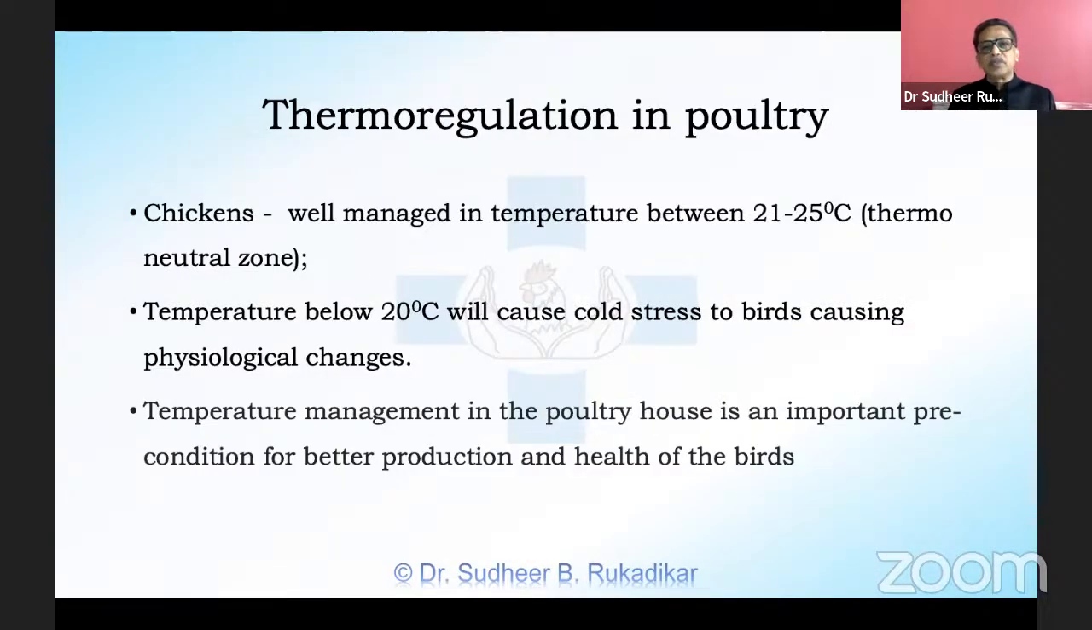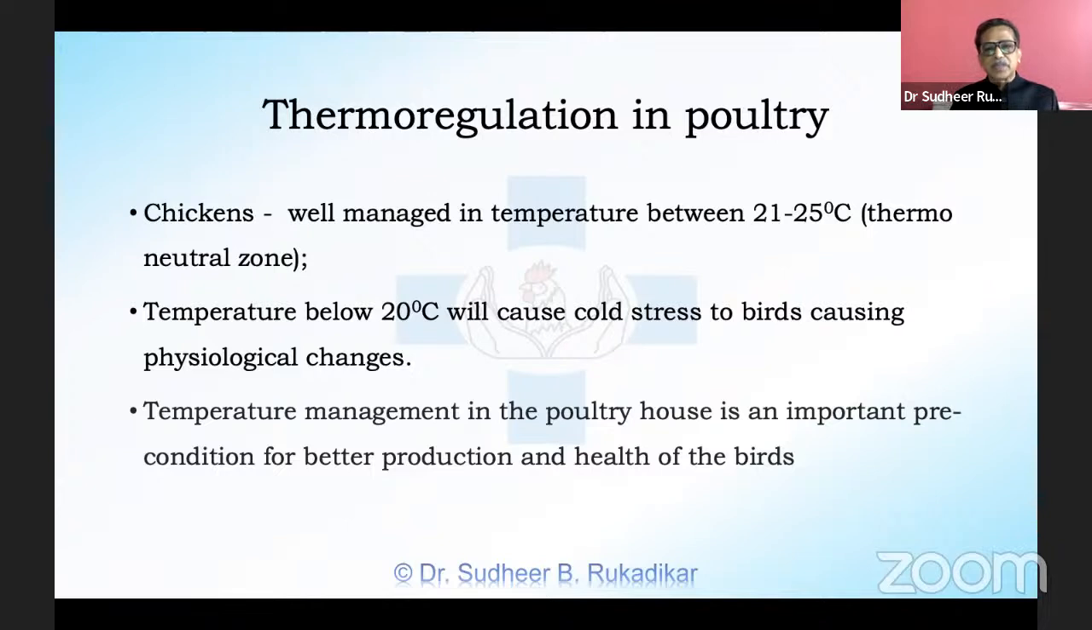Now, if we think of thermoregulation, of course, it's much different from our mammalians. We know that the body temperature of chickens is very high, almost 104 to 107 degrees Fahrenheit. And they can be well managed in a temperature range of 25 degrees Celsius, which is called the thermoneutral zone, a comfort zone for birds to perform. When the temperature goes below 20 degrees Celsius, it will cause very severe cold stress to the birds. And naturally, there will be physiological changes in the birds.